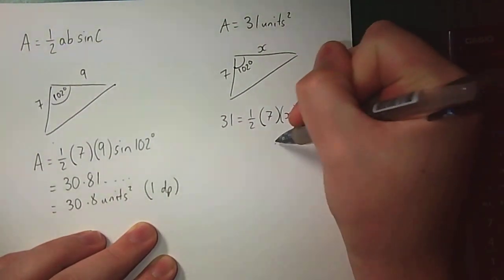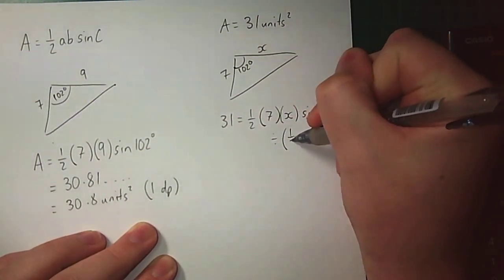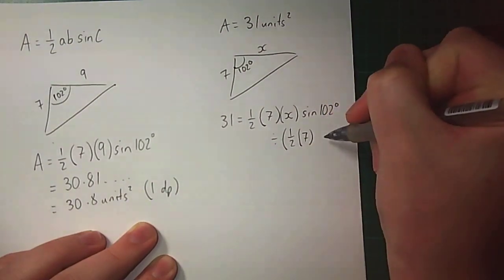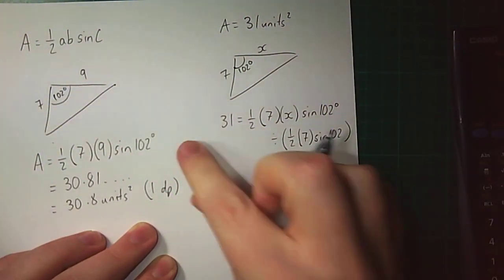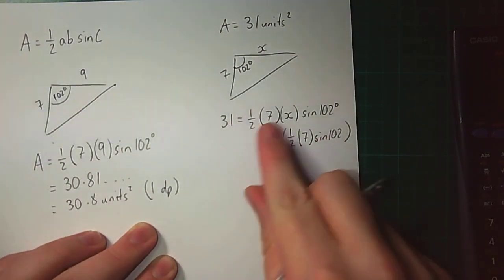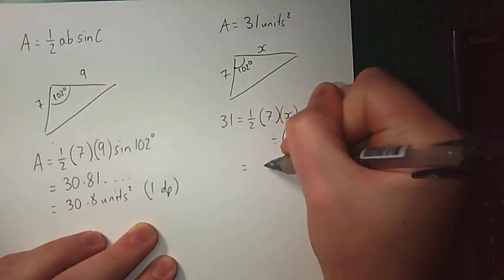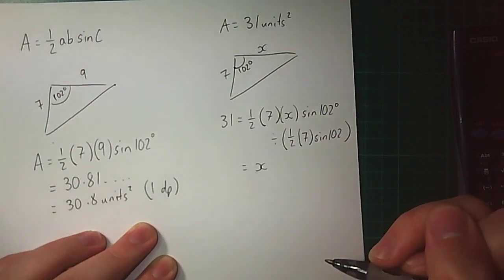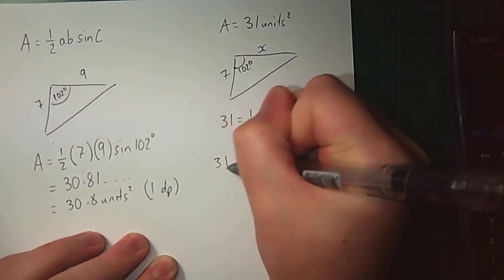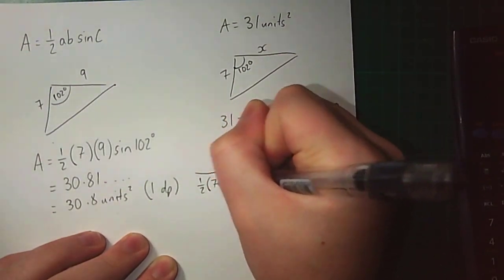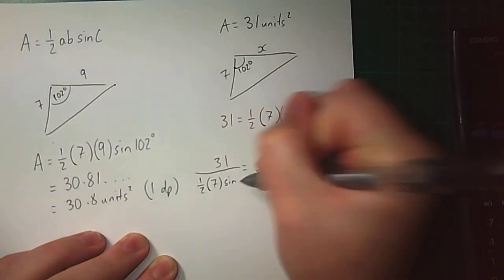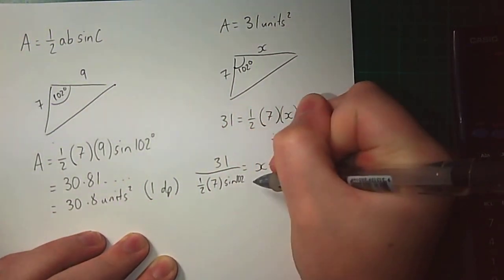So in this case, I'm going to divide by a half times 7 times sine 102. I'm going to divide both sides by that. By doing that, I'm going to have x left on the right hand side. So that's nice and easy. But on the left, we're going to have 31 over all that information. So it's going to be a half, there'll be a 7, a sine 102.